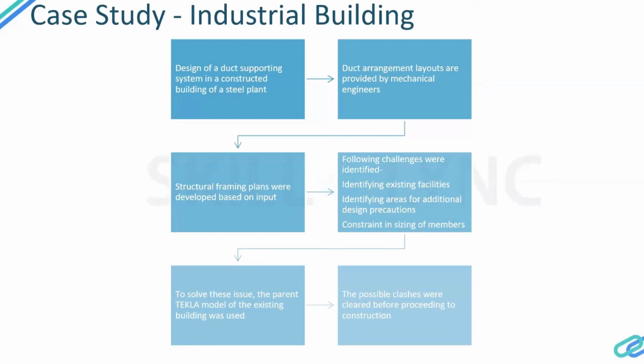Because we didn't see it in a 3D environment. So that's what was good about this. We exported this model from Tekla Structures to Tekla Structural Designer. Then using the current model, we placed our structural supporting system. We modeled using angle bracings, and we modeled small platforms to support all these ducting arrangements. Once it was done, there were no clashes in the building and the construction was really smooth.